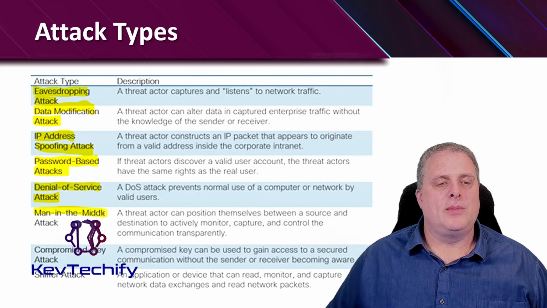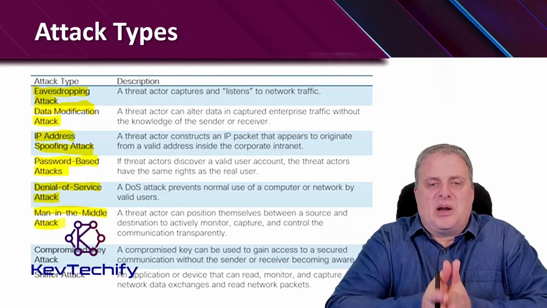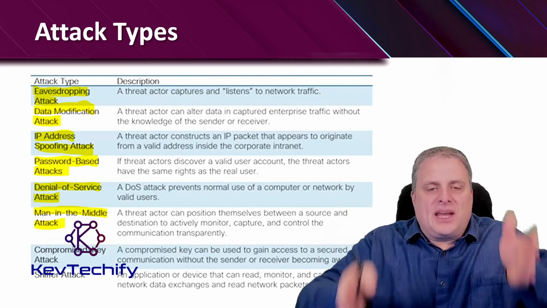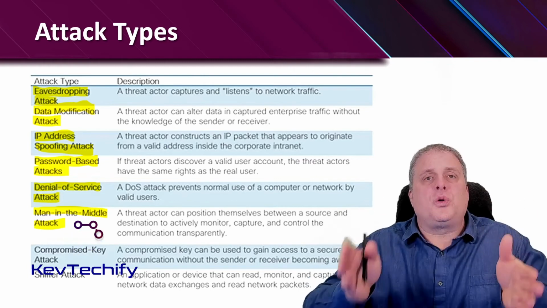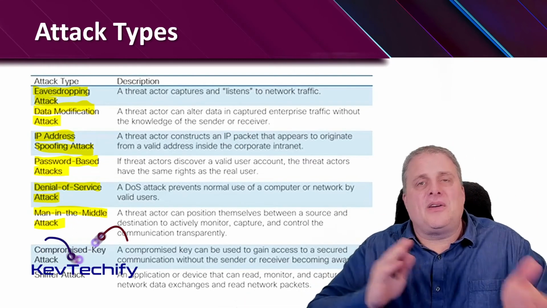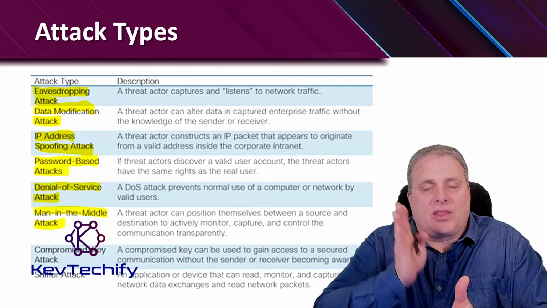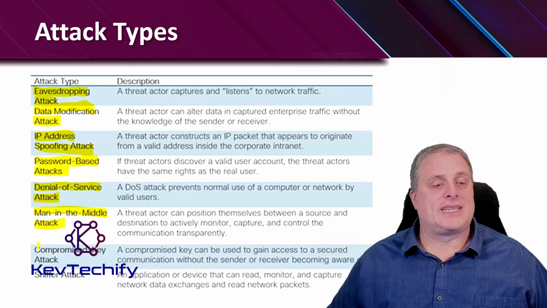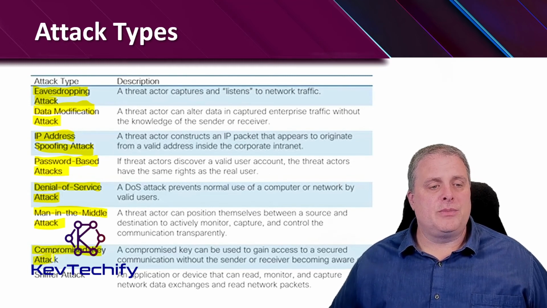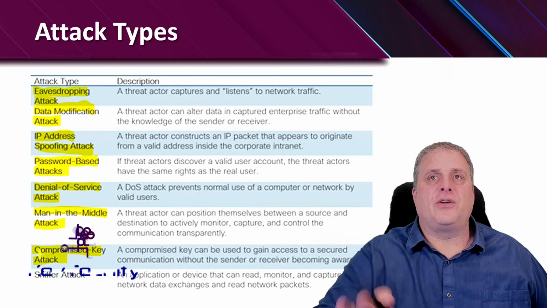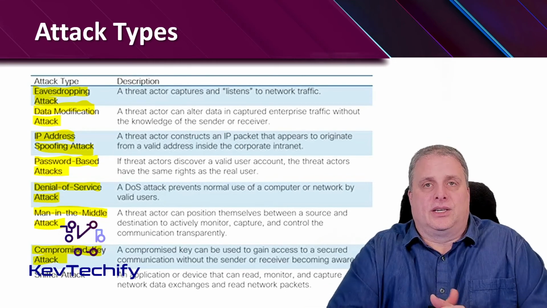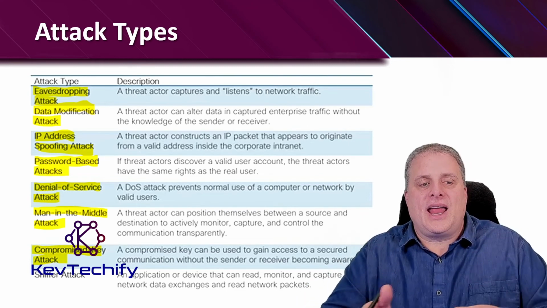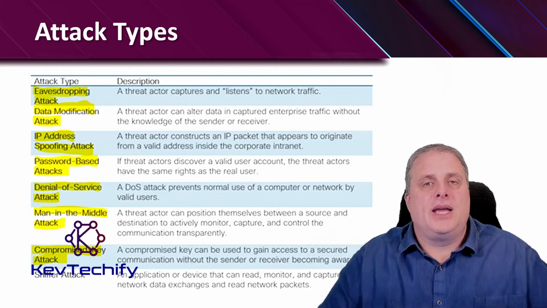Then we have a man-in-the-middle attack. This is where that threat actor positions themselves right between the source and the destination. They can sit there, they can monitor, they can capture, and they can control that communication without either end knowing that that person, that threat actor, is sitting in the middle, the man-in-the-middle attack. A compromised key attack is where a legitimate key has been found out by that threat actor. That threat actor then can gain access, and no one is aware that that threat actor has got access because he has a legitimate key to be on the system.